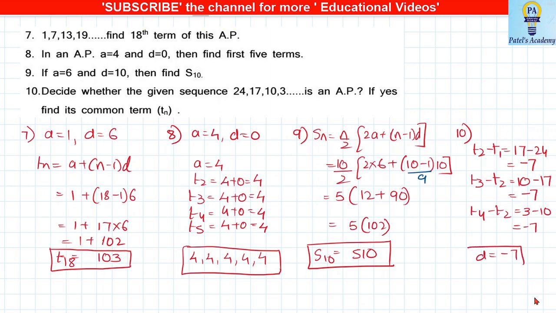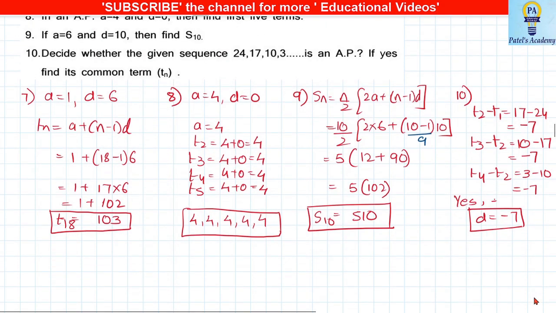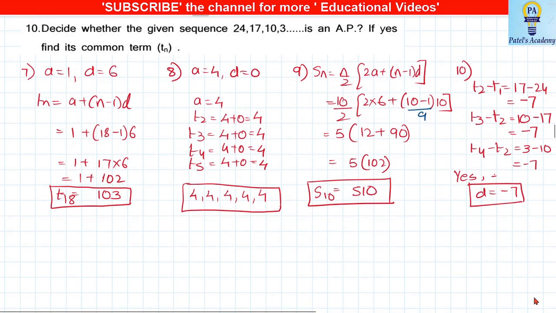So we got minus 7 everywhere. So my answer is D, and before that you have to write down, yes, it is an AP, and the common difference is minus 7. And the question is you have to find its common term. Yes, you have to find out the common term also. That step I'll do down here.